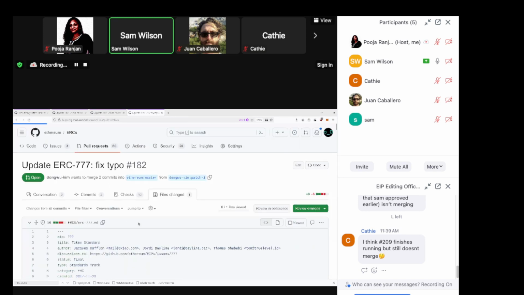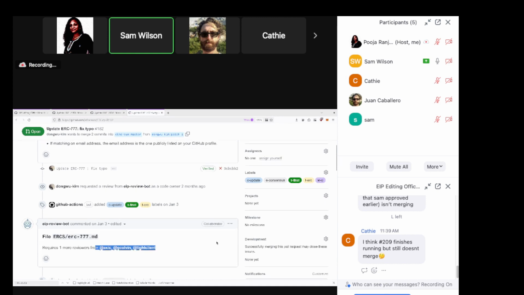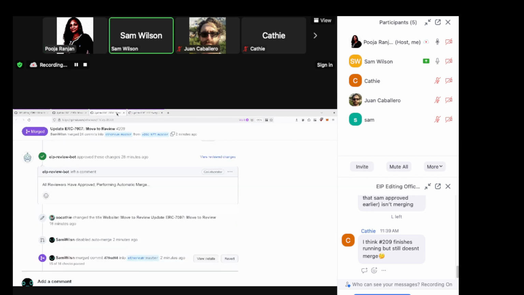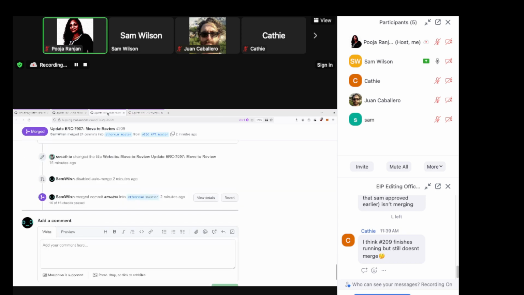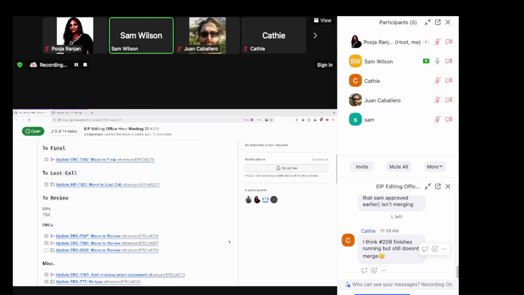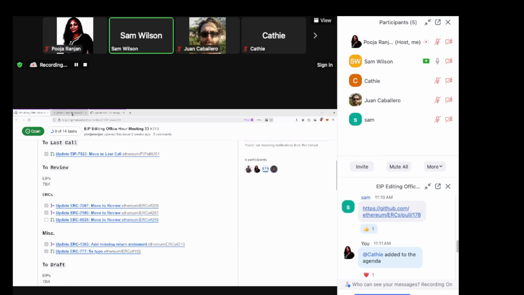Oh, right, we need two people to approve this one for it to merge. So I guess throw this on the EIP agenda. We'll just need to bug one of these three people to approve it. So that one's done. That one's done. So 6538.